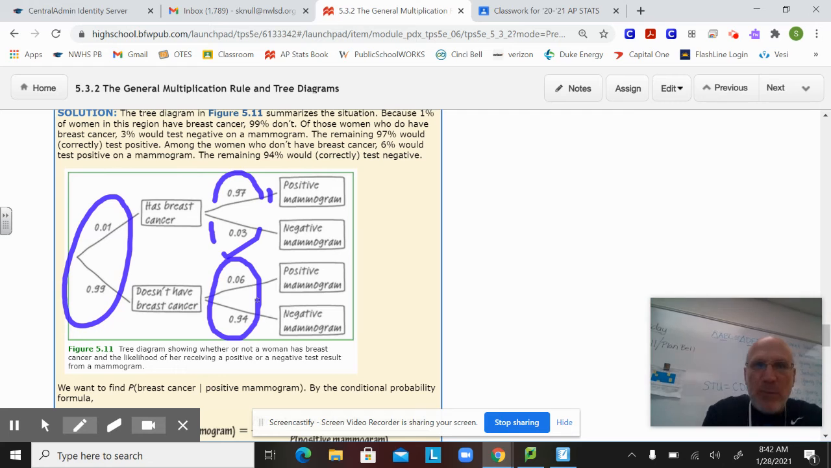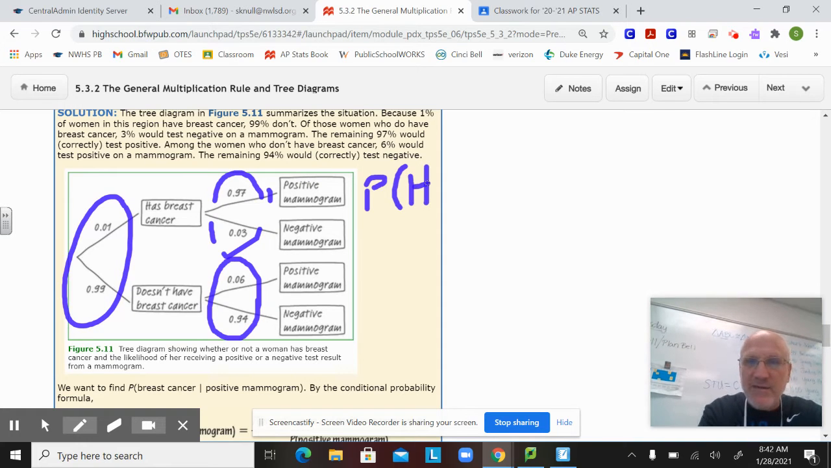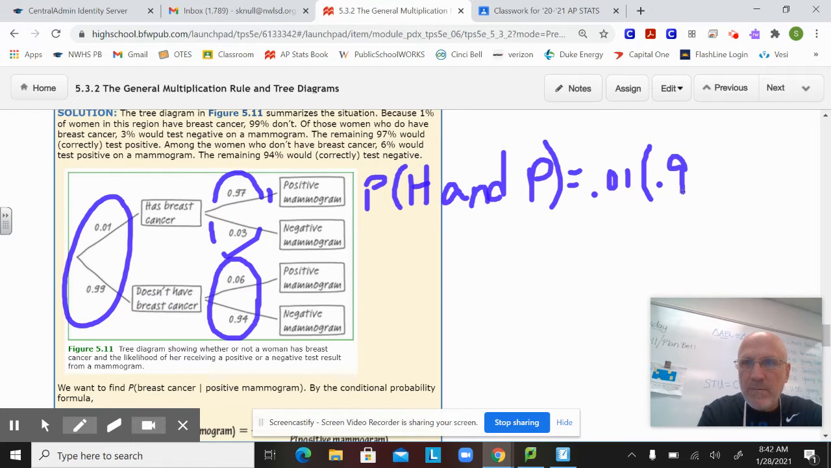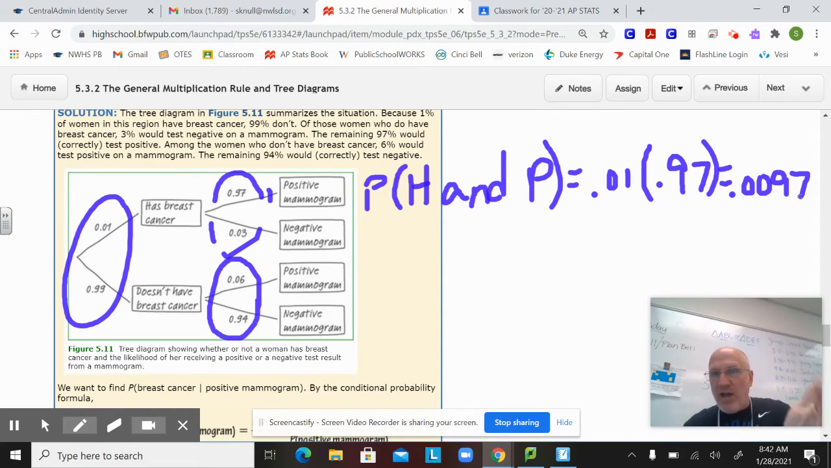So this top one, I'm not going to write this out for all 4. This is the probability of, I'll say H for has it, and P for positive. And we're going to multiply, so that would be 0.01 times 0.97, which turns out to be 0.0097. And I could do that for each of the 4 paths.